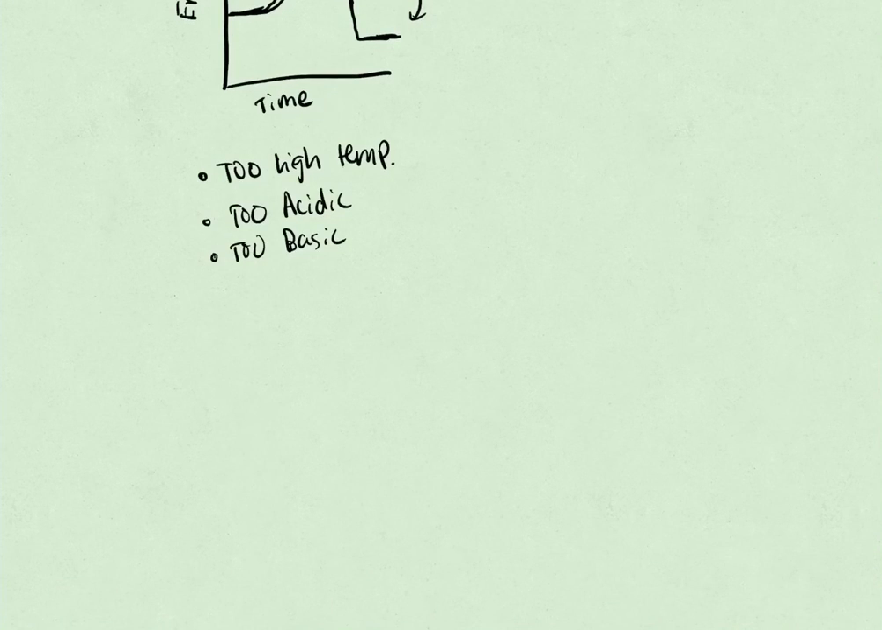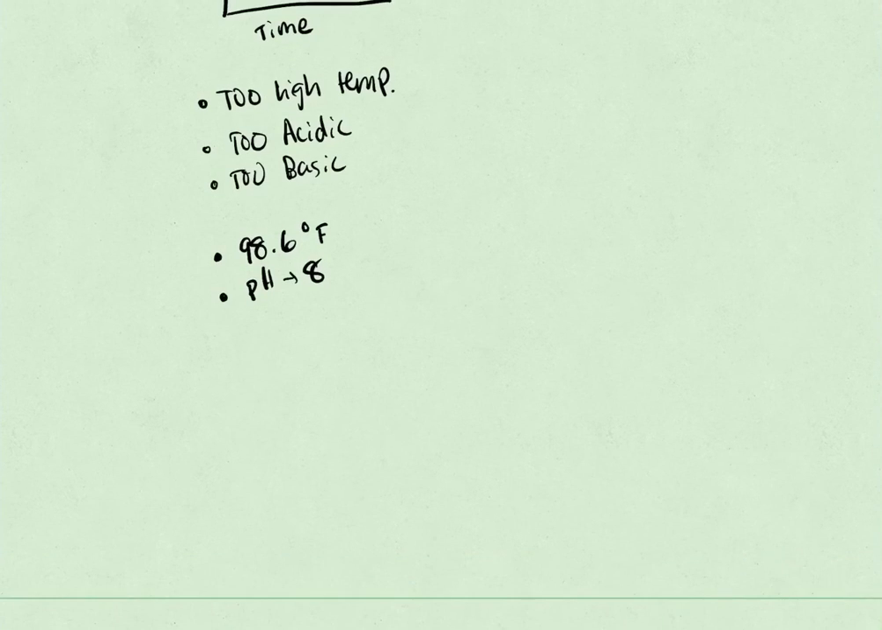In order for it to work at the optimal condition, the body temperature must be at 98.6 degrees Fahrenheit, and the pH must be around 8 in order for it to work at optimal conditions. If it doesn't meet these requirements, then it might not work at its fastest rate.